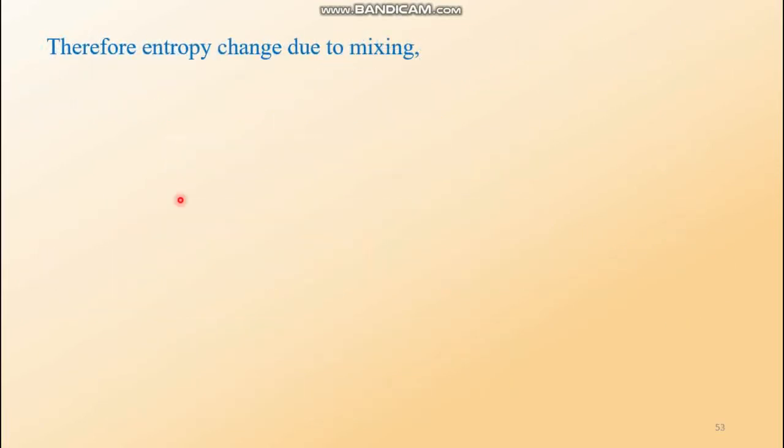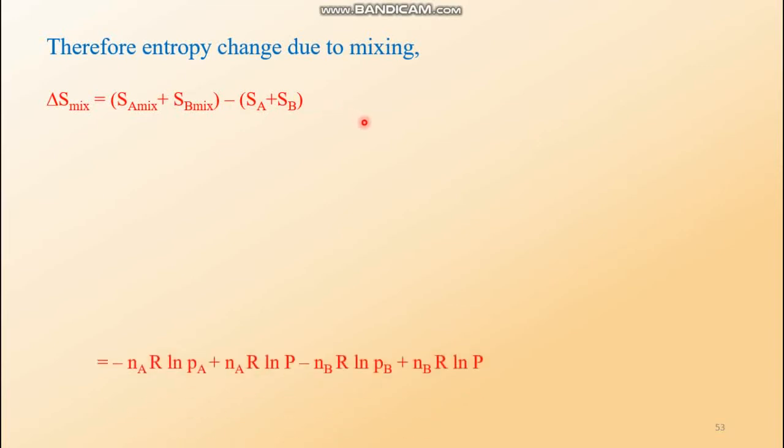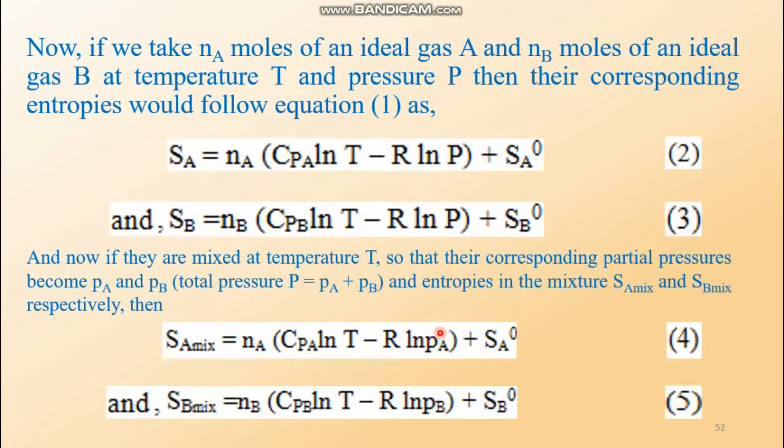Let's see. The entropy change due to mixing, delta S mix, is the final entropy of the combined gases, SA mix plus SB mix, and the combination of the two before mixing is SA plus SB. So what is the difference? SA mix plus SB mix minus SA minus SB. Actually, minus (SA plus SB) means minus SA minus SB. Okay, and we have to go back to equations 4 and 5. These two right hand sides are added and these two right hand sides are subtracted.